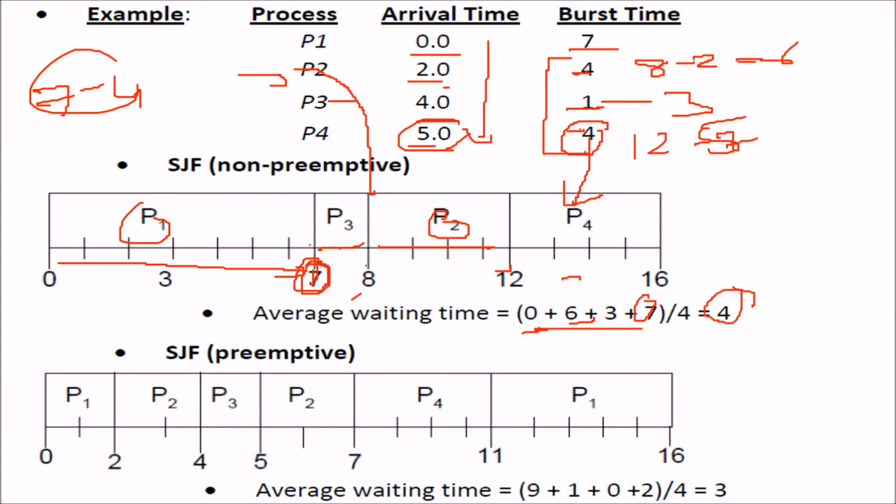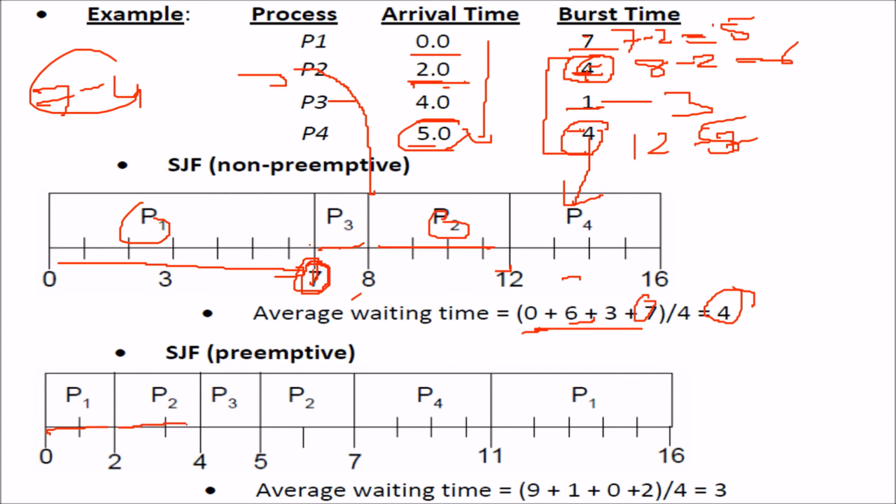Now let us come to the preemptive version. P1, because there is no one else, will be given the chance. It has completed till 2, but by the time P2 has arrived, it has a shorter time. What is the remaining for P1? 7 minus 2, so the burst time is 5. P2's time is 4. So which will be taken? 4. P2 will be given the chance.